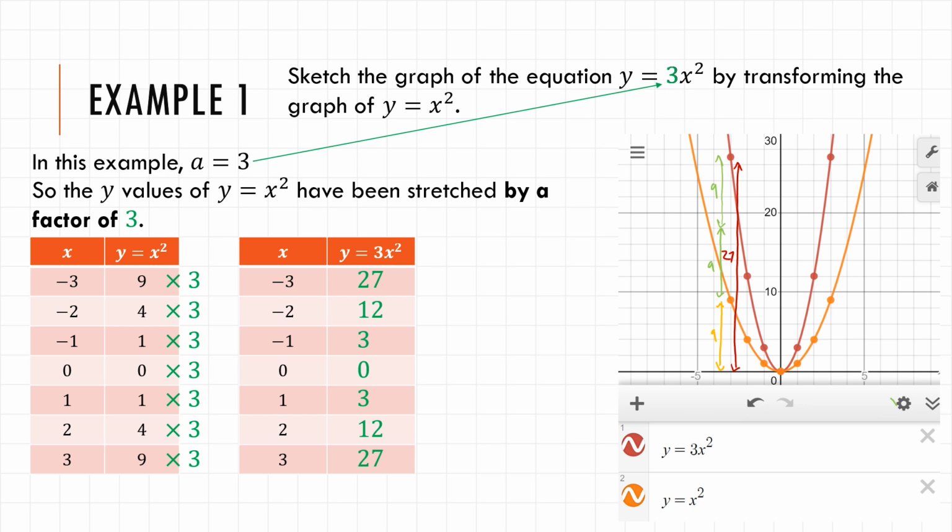That's exactly 9 times 3 gets us 27. And notice that the point itself did not change where it moved from the y-axis. So this point was 1, 2, 3 units away here, and it's 3 units away here. And the x values here confirm that.